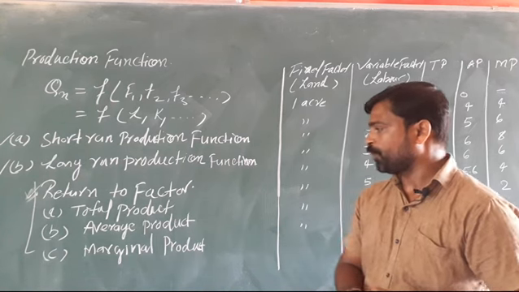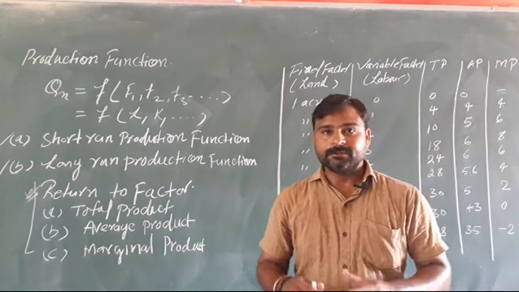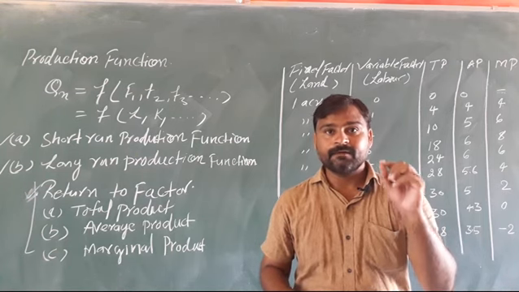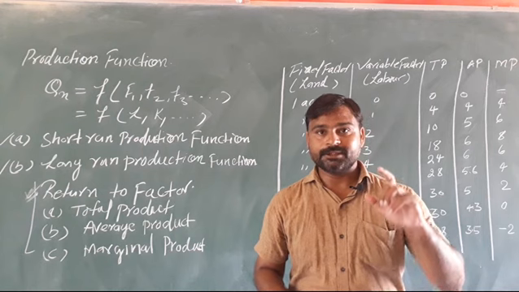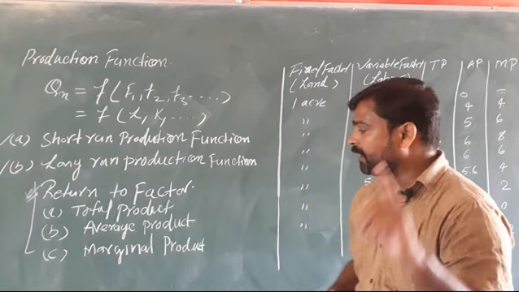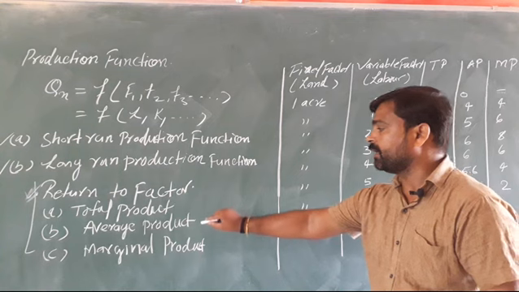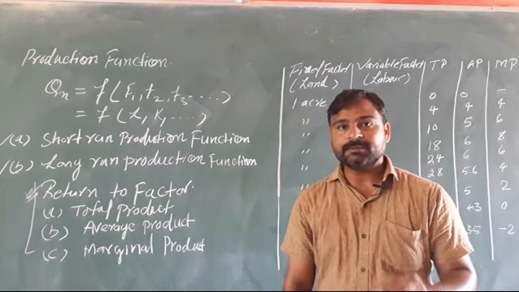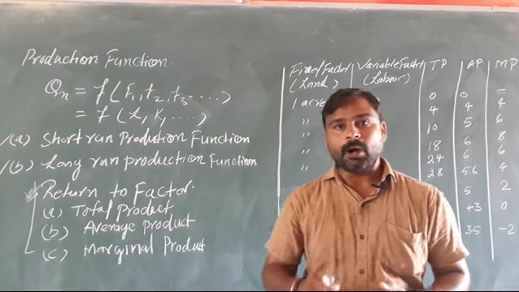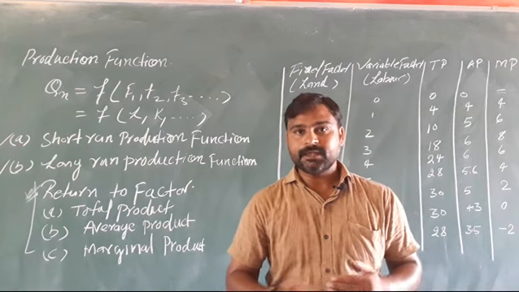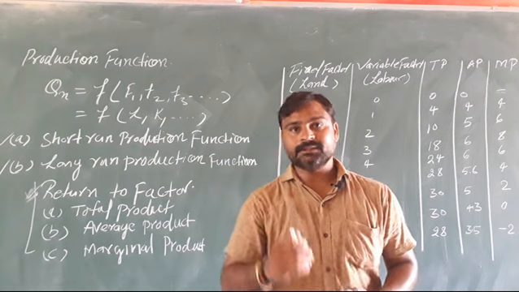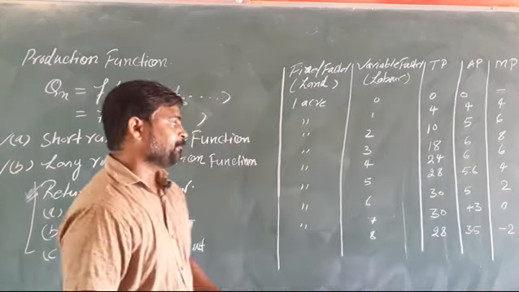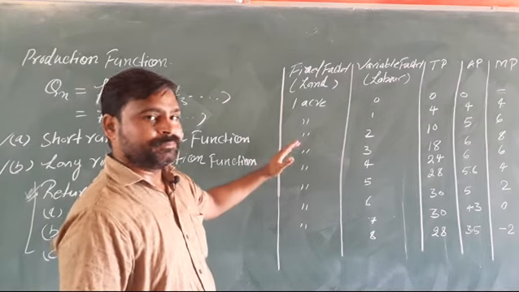Average product is defined as the product per unit of variable factor. That is known as average product. Marginal product is defined as the additional amount of output with an additional unit of variable factor, say labor. Here I have written a table, you can see the table.